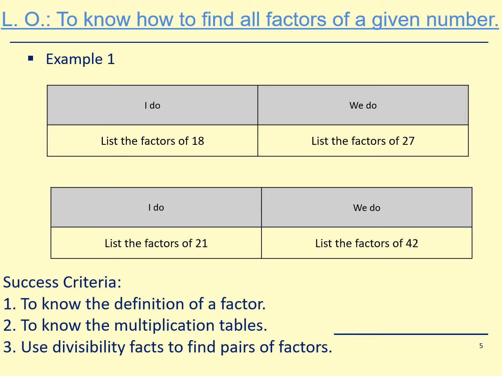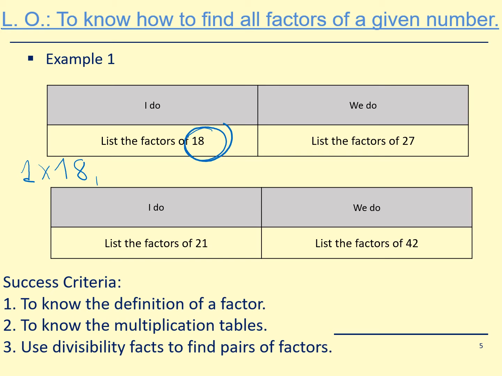Example 1. List the factors of 18. Like I've said a moment ago, the smallest factor of every number is 1. So it's the same with 18. The first and the smallest factor of 18 is 1. The largest one is 18. And 1 times 18 is 18. Okay, so these are 2 factors.